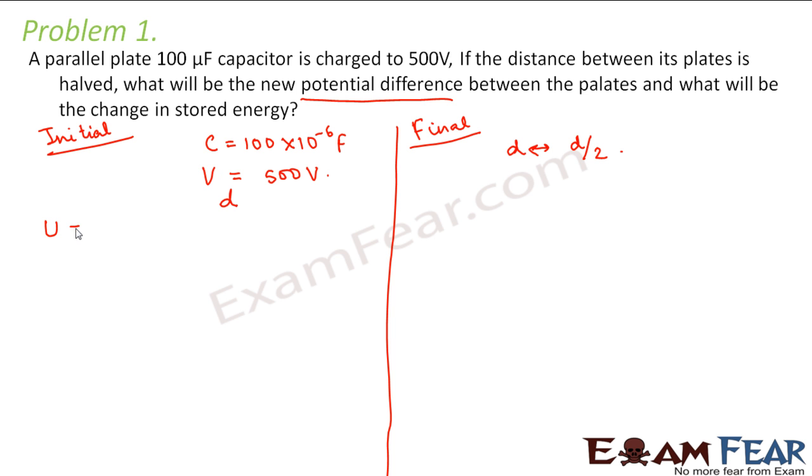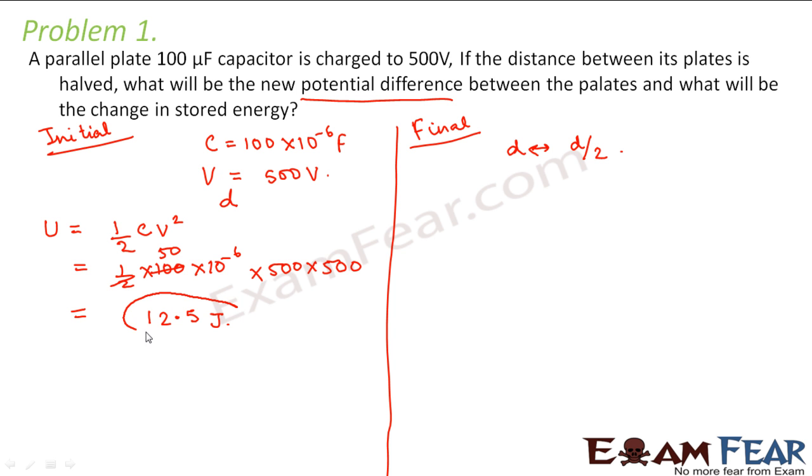So in the initial scenario, the stored energy U will be equal to half CV square. So C here is 100 into 10 to the power minus 6, into V square, that is 500 into 500, right? So this comes out to be 12.5 joules. This is the stored energy.